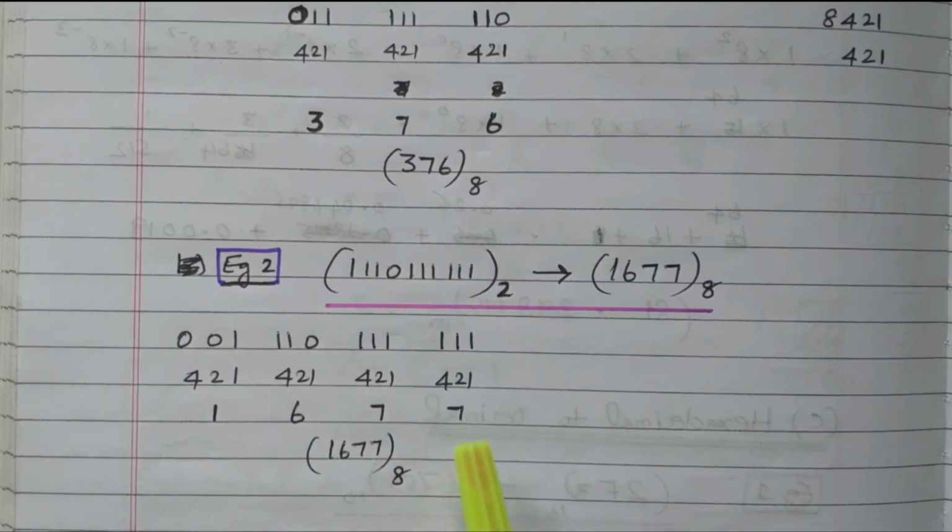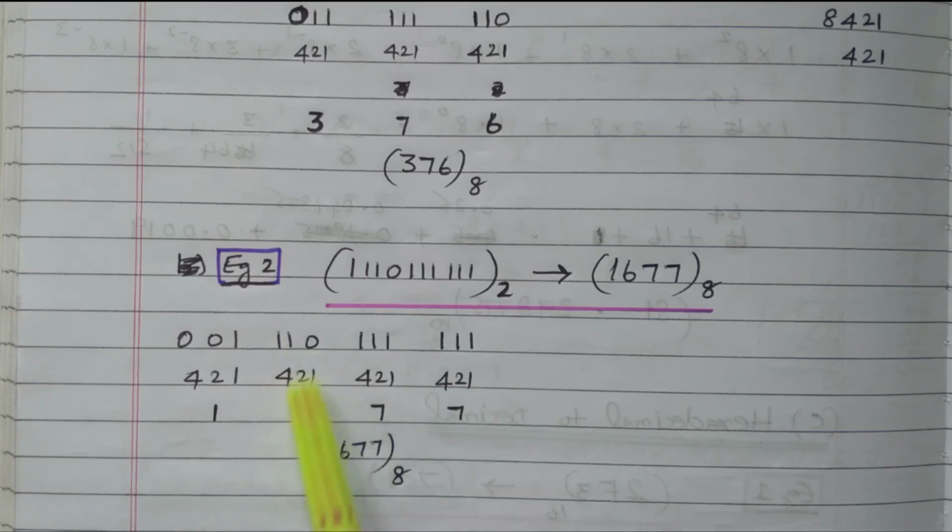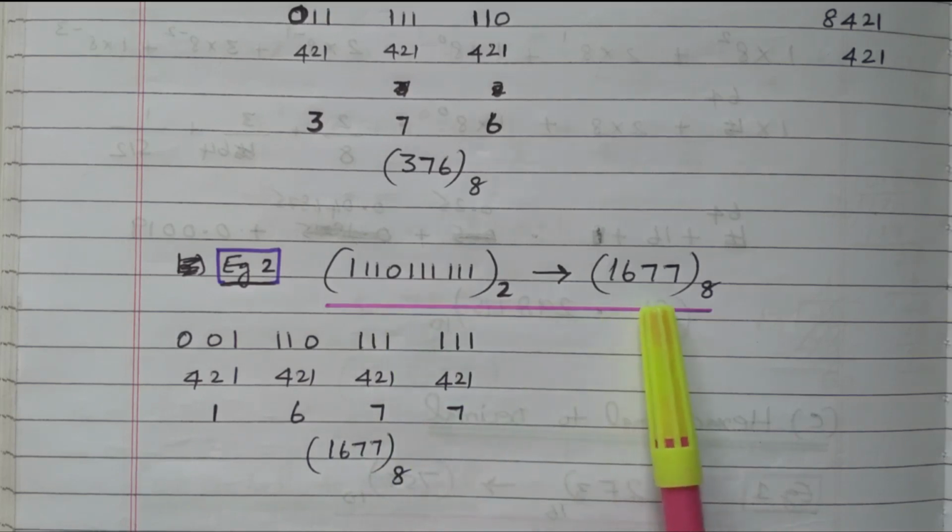So how are we doing it? First step, write the given binary number in 3 digits starting from LSB. Convert each 3-digit group into a decimal number separately, using this weightage 4 2 1. Then combine all these values. That is nothing but the octal equivalent, 1677. This binary number's octal equivalent is 1677.